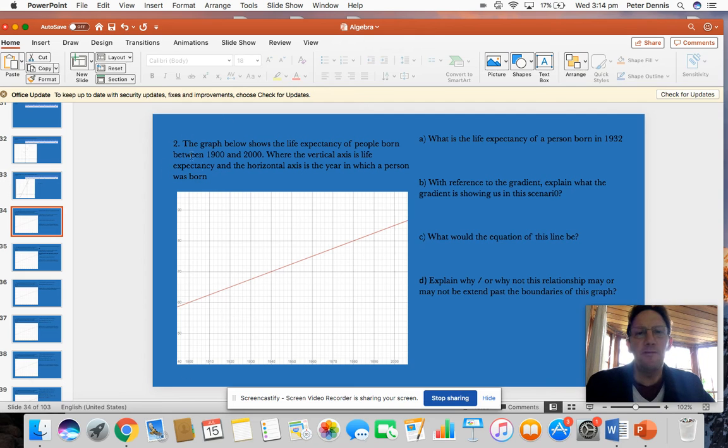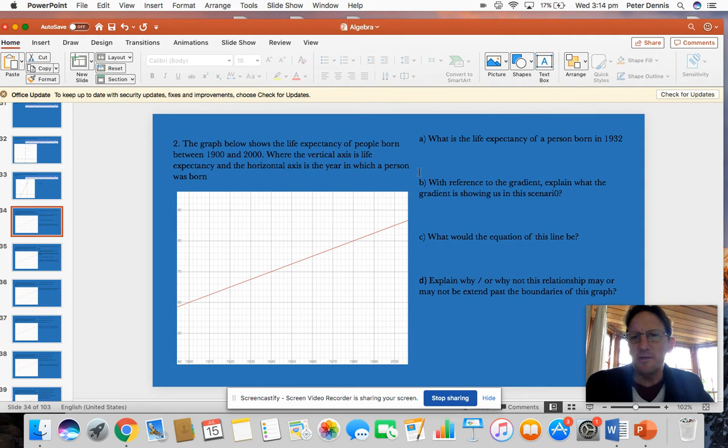Okay, this is a graph of life expectancy. The graph below shows the life expectancy of people born between 1900 and 2000, where the vertical axis is life expectancy and the horizontal axis is the year that you were born. Now, on your sheet, it came out a lot better than this. It's a bit bigger and all the rest of it, so it should be a little bit easier than with me.